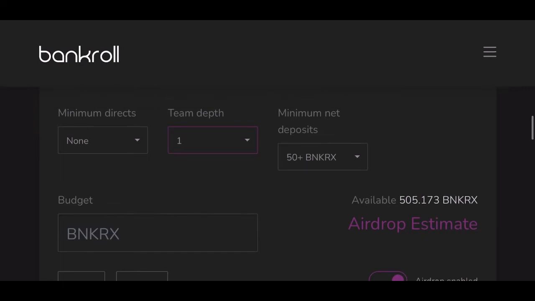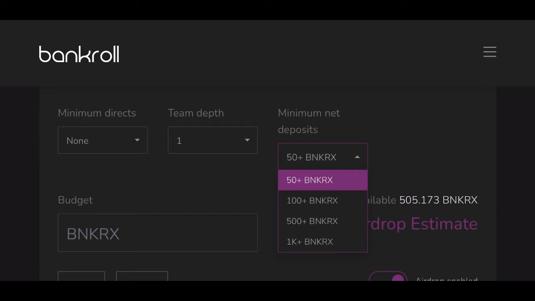And then again, we go into minimum net deposits. That keyword again, net deposits. Some people get it twisted and think this means you have to have at least a 50 Bnkrx deposit, or 100, or 500, or 1,000 Bnkrx. This does not mean how much your deposit is. I've had people contact me, and contact other people, saying they've got 1,000 Bnkrx in Flow but didn't get the airdrop. The reason is that there have to be positive net deposits.